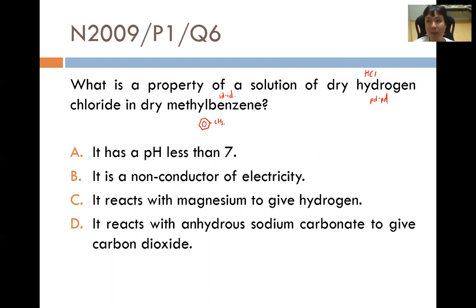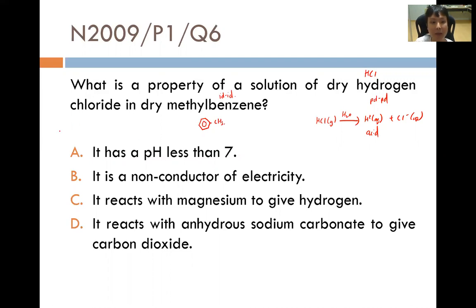dissolve in methylbenzene. Because if HCl dissolves in water, it would actually form H plus cation as well as Cl minus anion, and it will be able to act as an acid. However, if HCl is not soluble in that particular solvent, then it will not be able to ionize to form H plus ions, and as a result, it will not have any properties of an acid. So again, dry HCl is not soluble in dry methylbenzene because the solute-solvent interactions are not favorable enough to overcome the solute-solute interactions and the solvent-solvent interactions, and hence it does not ionize to form H plus and Cl minus ions, hence it is not acidic.